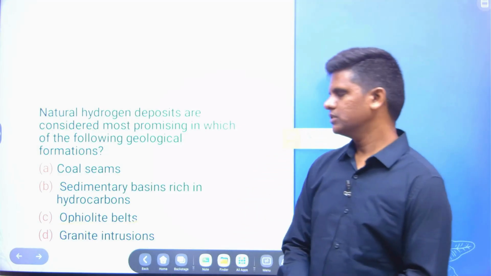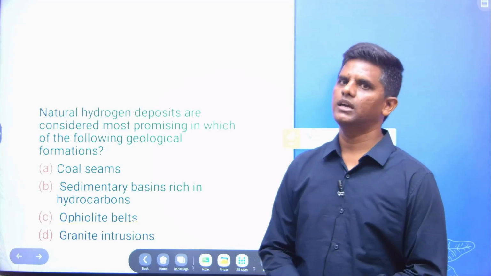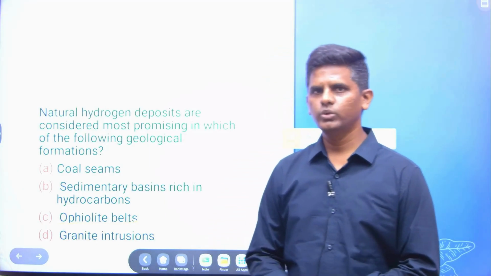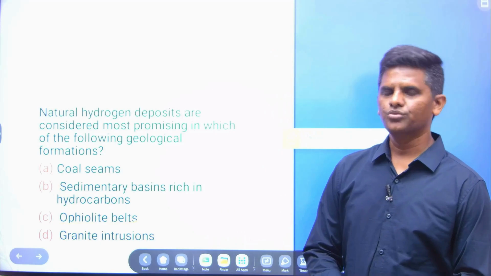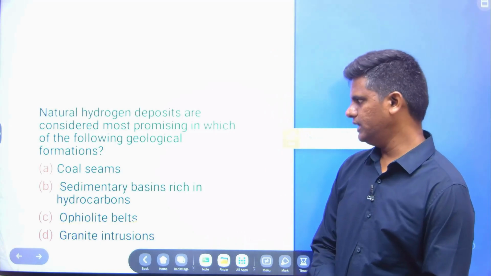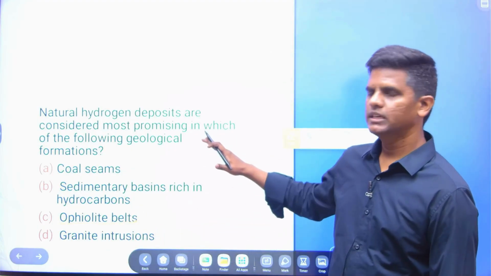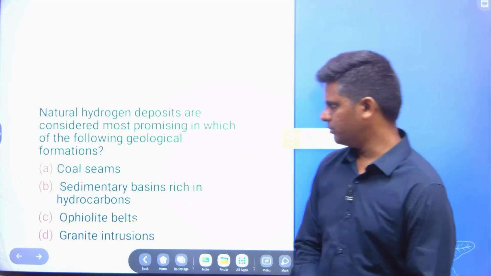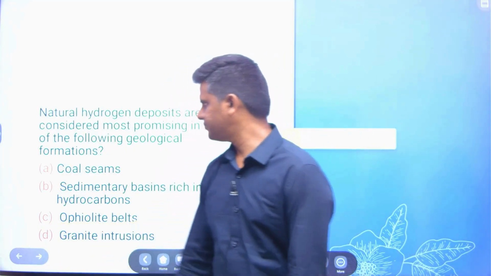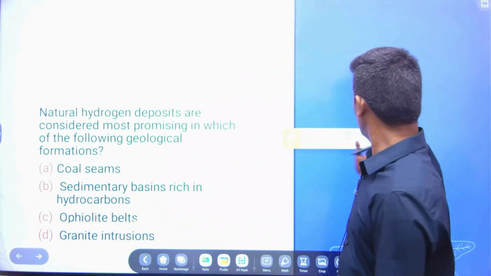can be found. So the Himalayan region and Andaman regions are the regions where we are expecting to find a lot of natural hydrogen in India. The ophiolite belt is the most promising area where natural hydrogen can be formed. This is a geological term. Let's go to the next question.